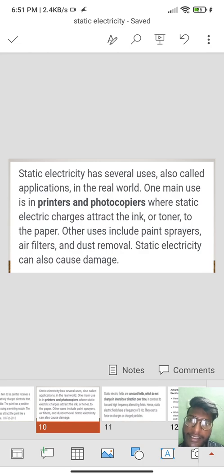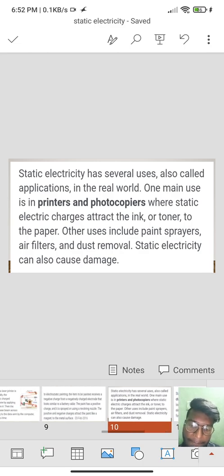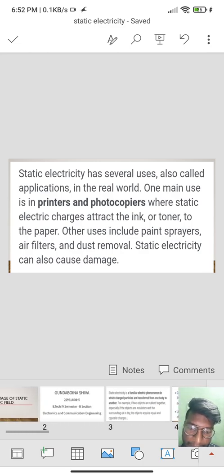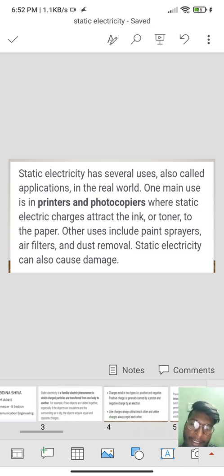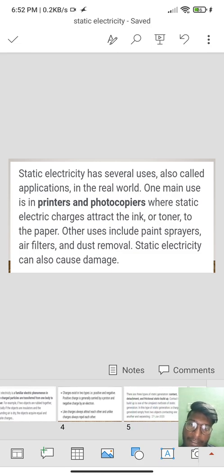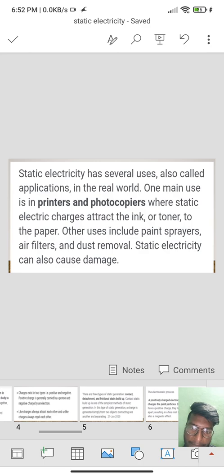The main concept is by rubbing objects, opposite charges are attracted and like charges are repelled. This application is why static electricity is used in printers, photocopiers, etc.